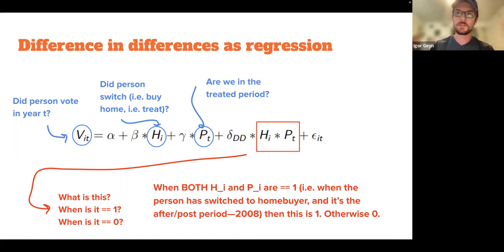And the only case in which delta is turned on, I think this is the key thing to note, is when both H and P are 1. When both H is 1 and P is 1, the product of those two things is 1. Because if either of them or both of them are 0, then the product between those two things is 0. But if both H and P are 1, then delta is kept in the equation, and so it's part of this estimation that we do. It remains part of the regression equation.